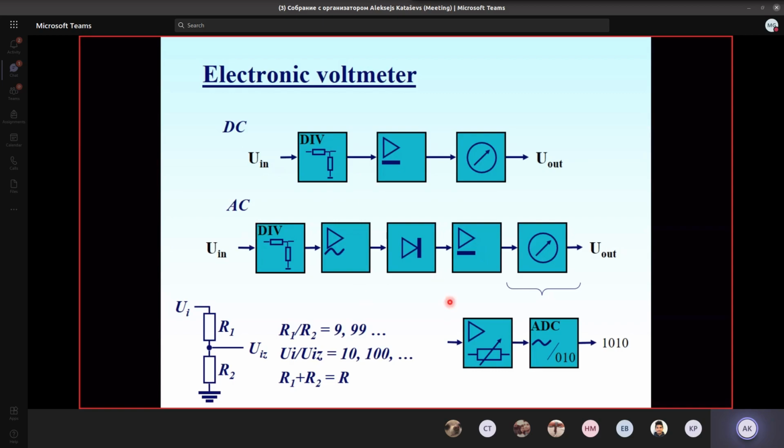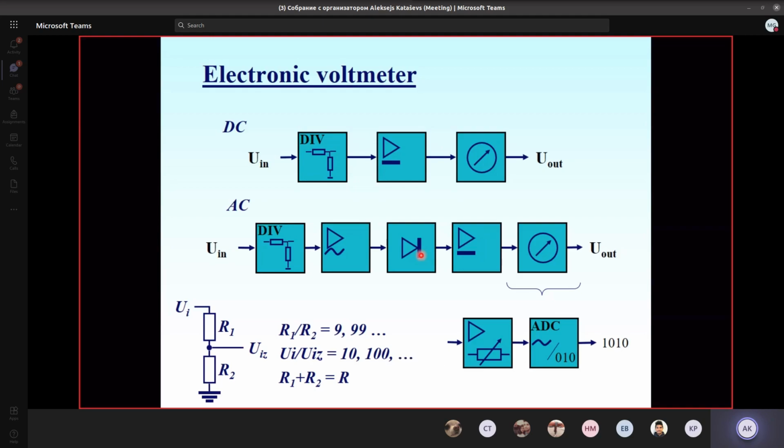For the AC, we may have a little bit more complicated structure. We still have a divider to adjust the range, but afterward we usually use an IC amplifier, and we use some kind of active rectifier to prevent the voltage losses and signal losses because of the forward bias of the diodes. So here we need to amplify and use a rectification.